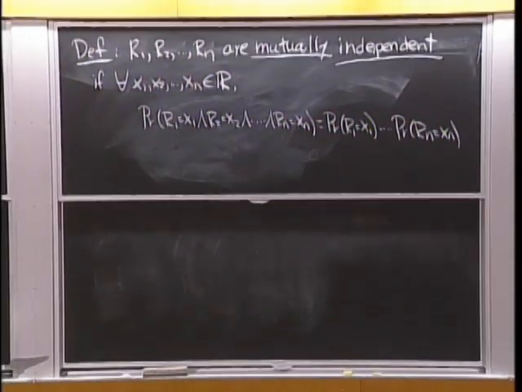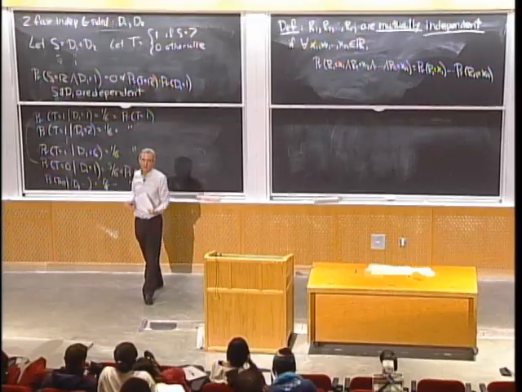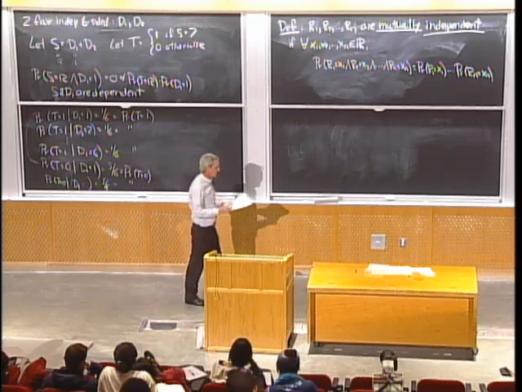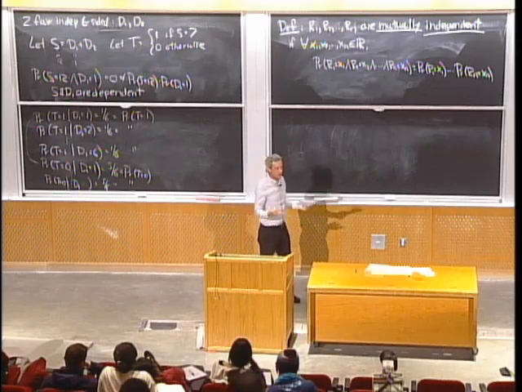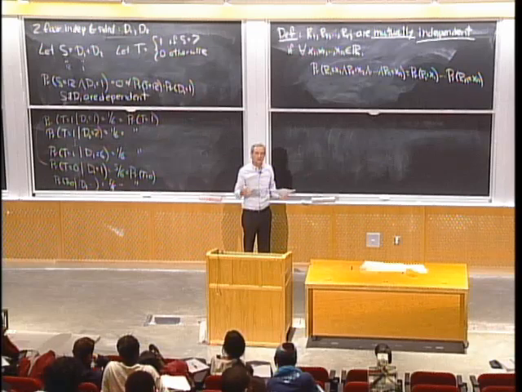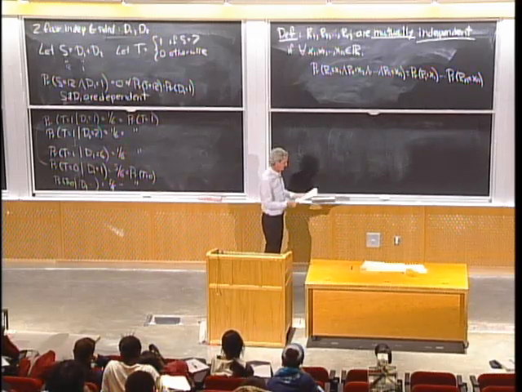OK, so we're going to change gears a little bit now and talk about the probability distribution function, which is just a way of writing down or characterizing the probabilities associated with each value being attained.